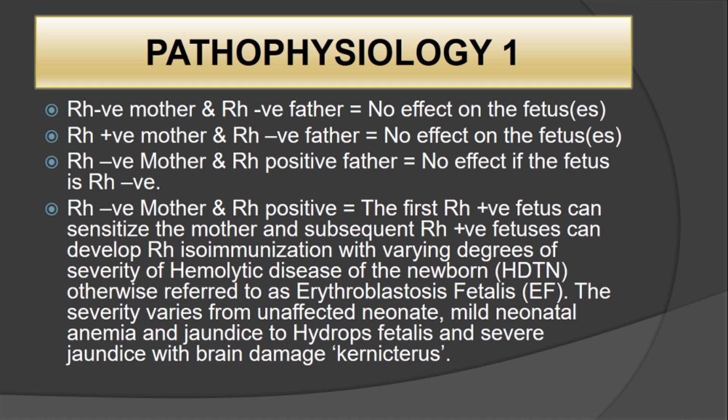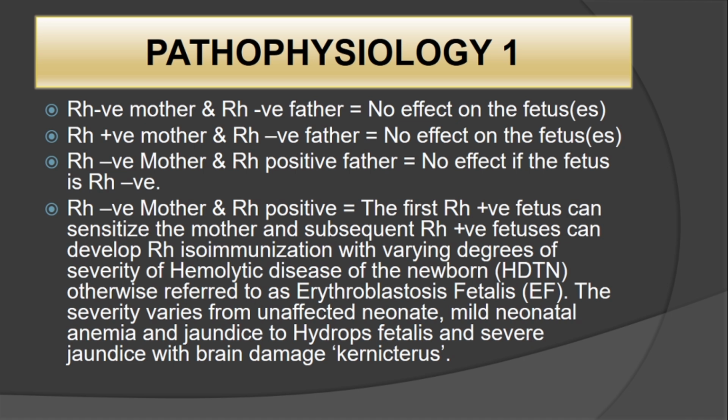If a Rhesus negative mother marries a Rhesus negative father, then the fetus or the fetuses they will give birth to will have no problem because the blood types are the same, Rh negative mother, Rh negative father. If the mother is Rh positive, that means she has Rh antigen on the surface of red blood cell, and the father is Rh negative. Again, the fetuses will have no problem.